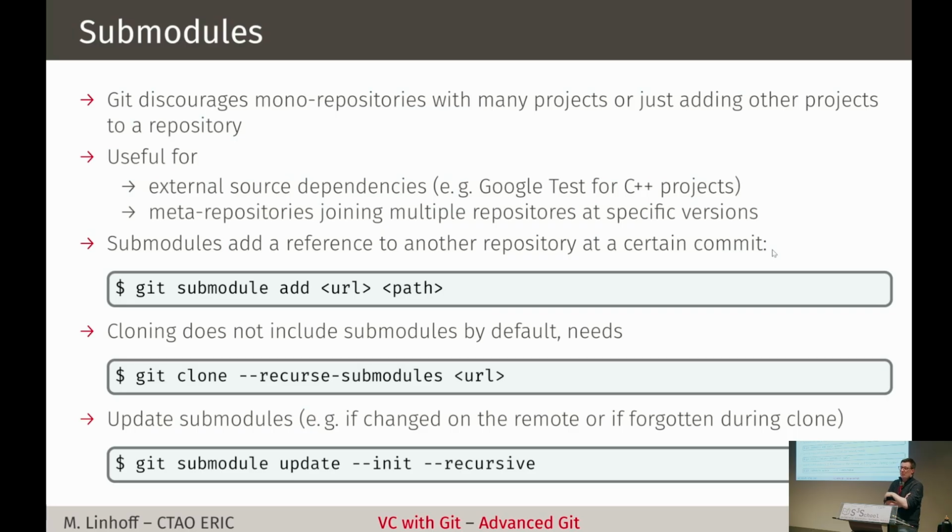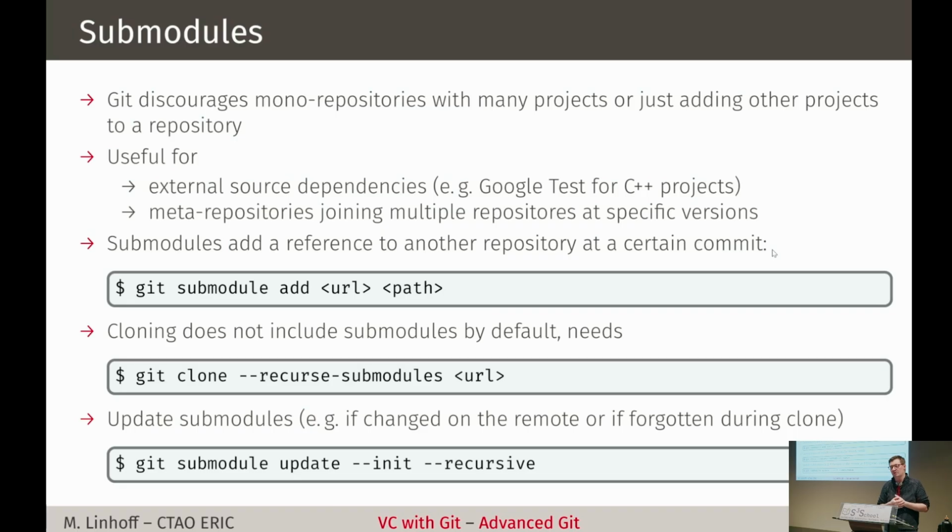Submodules, just quickly, is a way to add a Git repository, at a specific revision, to your own Git repository. So you just say git submodule add, you give the URL and the path inside of your repository where you want to have this. And then you have a fixed revision of that Git repository as part of your own Git repository. And this is sometimes useful to integrate several projects together.